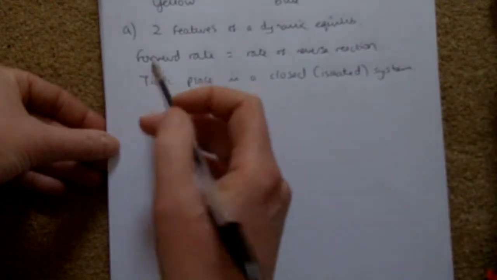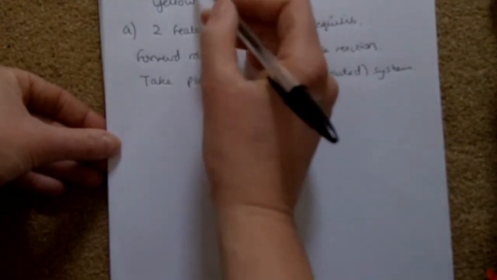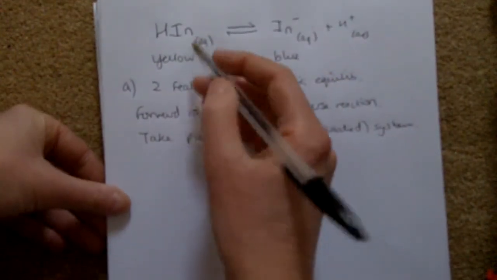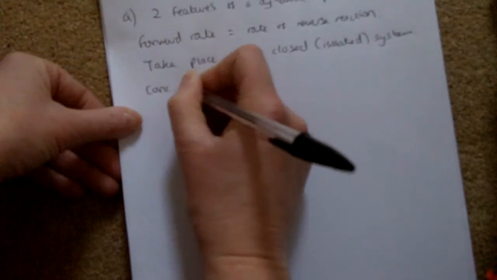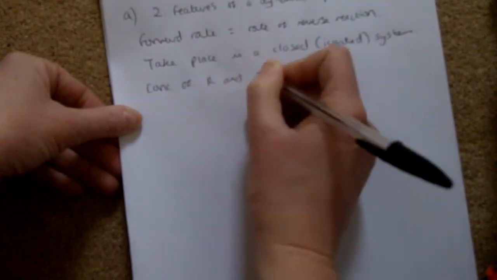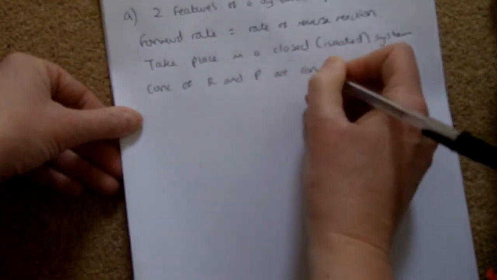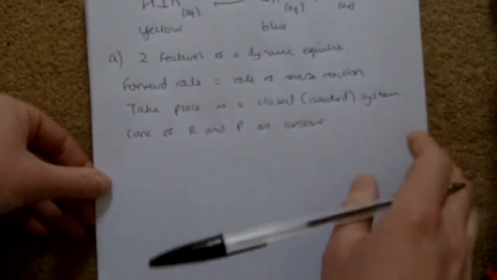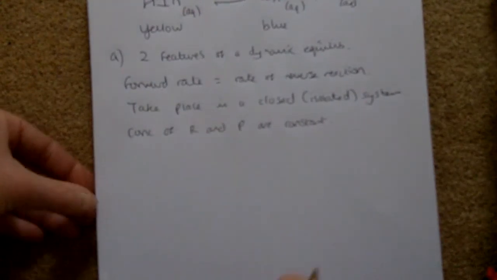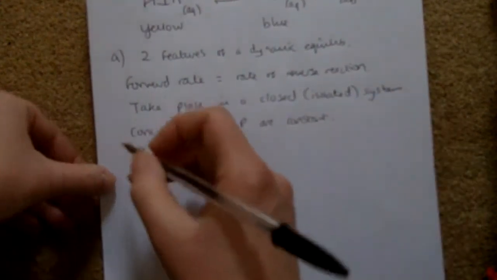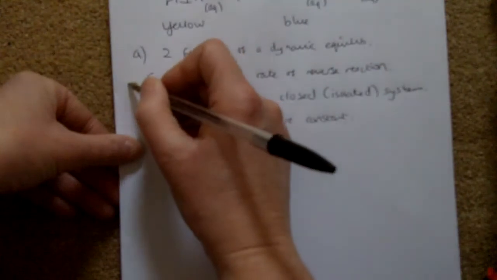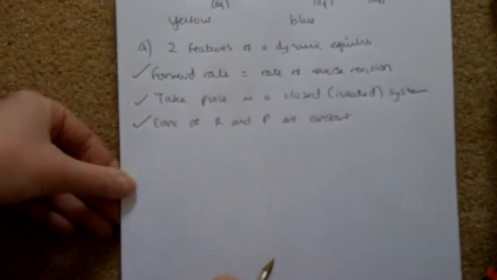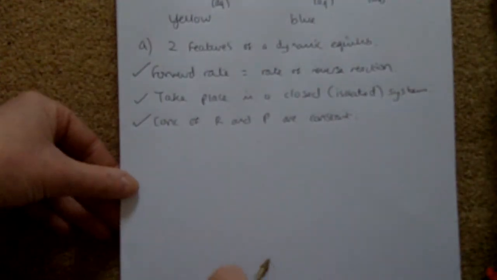And also, if the rate of the forward reaction equals the rate of the reverse reaction, it appears that the concentration of the reactants and the products are constant, that they are not changing. So for the answer to the question, state two features of a dynamic equilibrium, there are three possible answers you could have. You could have forward rate equals reverse rate, it takes place in a closed system, or the concentration of reactants and products are constant.